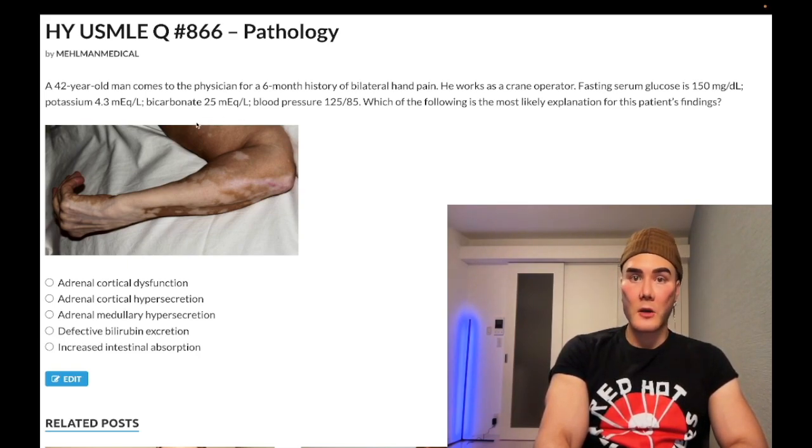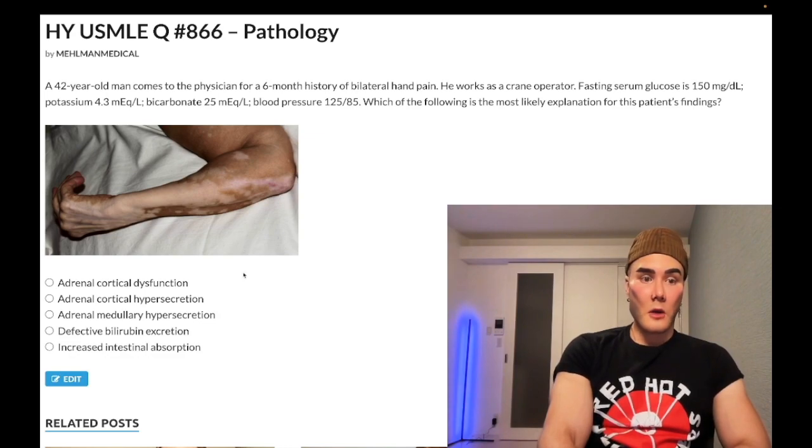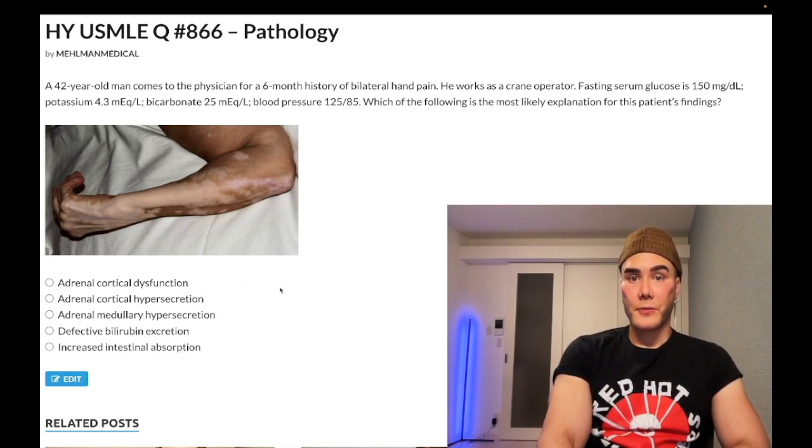We're retaining potassium, so hyperkalemia. We can't reabsorb sodium in the kidney, so we have hyponatremia. That's our classic derangement, and our blood pressure is often low. The combination of low cortisol and low aldosterone causes that hypotension. So adrenal cortical dysfunction, wrong answer.